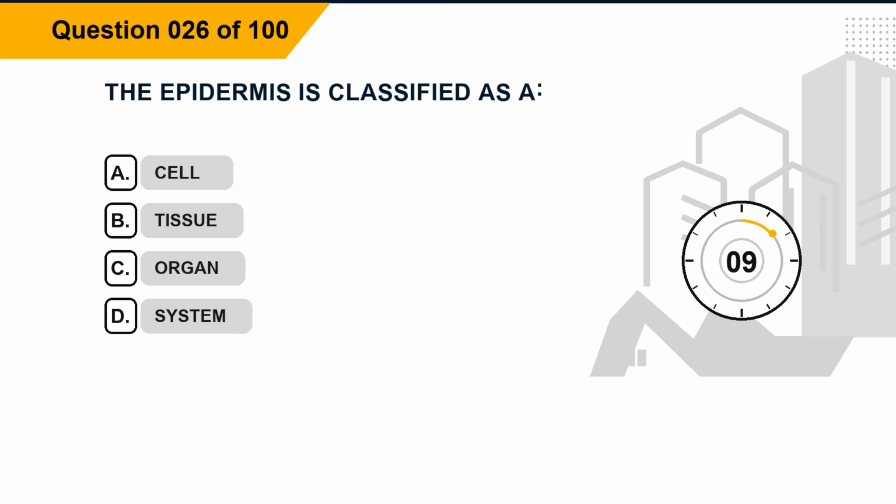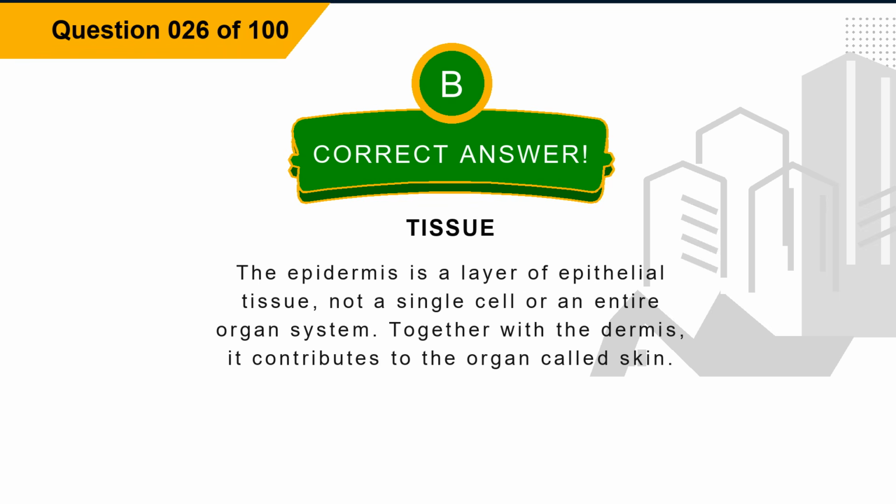Question 26. The epidermis is classified as a. Option A, cell. Option B, tissue. Option C, organ. Option D, system. The correct answer is option B, tissue. Explanation. The epidermis is a layer of epithelial tissue, not a single cell or an entire organ system. Together with the dermis, it contributes to the organ called skin.